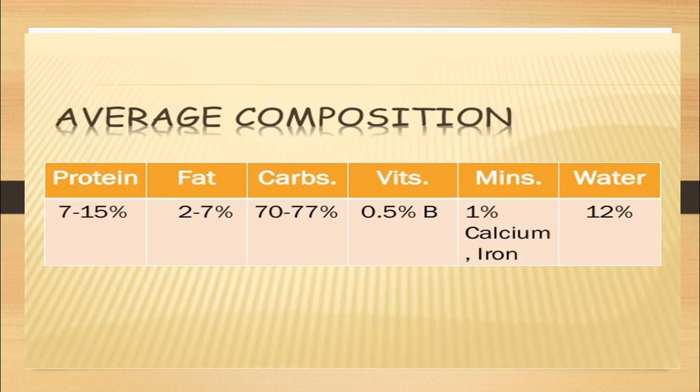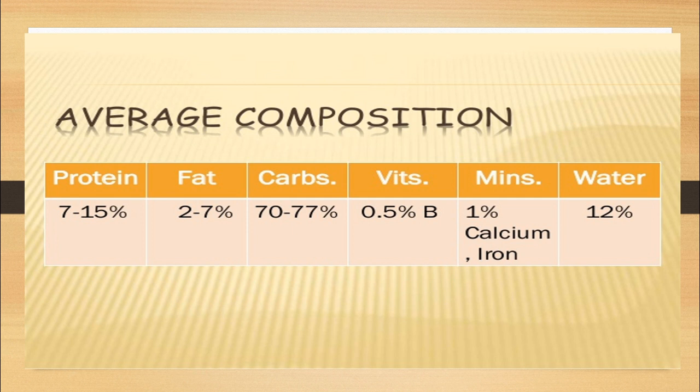So if I talk about the average chemical composition of cereals, they are consumed directly or in modified form as a major part of the diet, and they can also be used as feed for livestock, for cattle. The major constituents in cereal grains are carbohydrates, which is 70 to 77%. Then comes proteins, 7 to 15%. Fat is 2 to 7%. Vitamins, 0.5%. And minerals, they are very rich in all essential minerals, and they contain moisture around 10 to 15%.